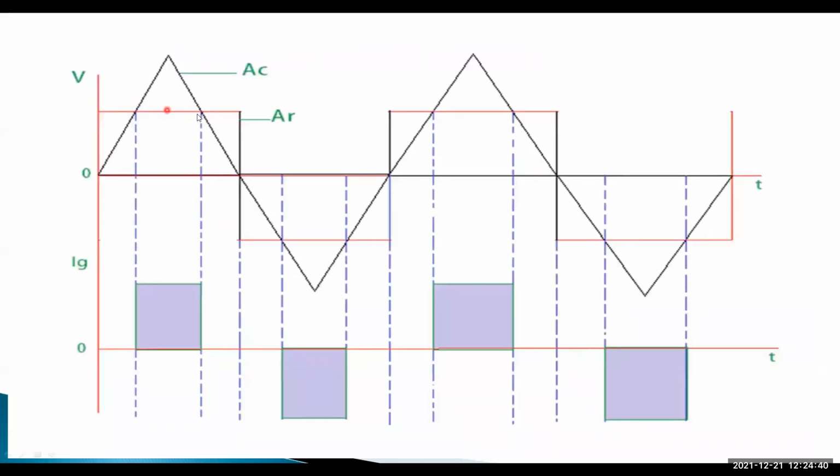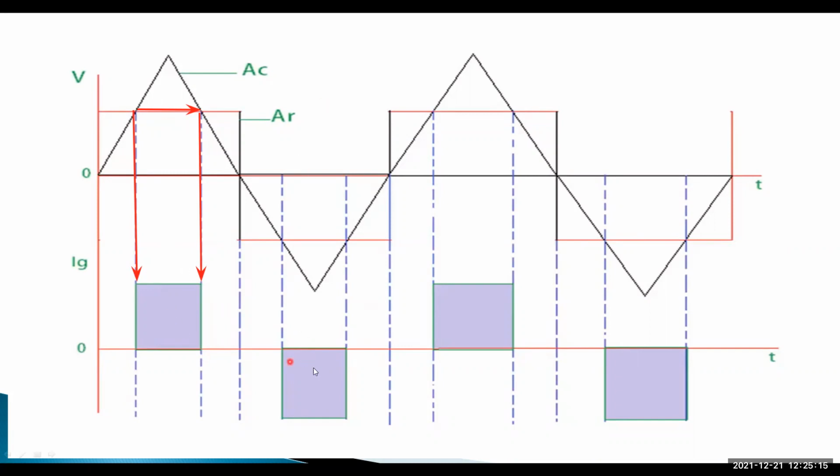Up to here, the carrier signal is greater than the reference signal, so from here onwards we generate the gate pulse. Up to here, this is our gate pulse. In this region, the carrier signal is more than the reference signal, so we generate this type of pulse.